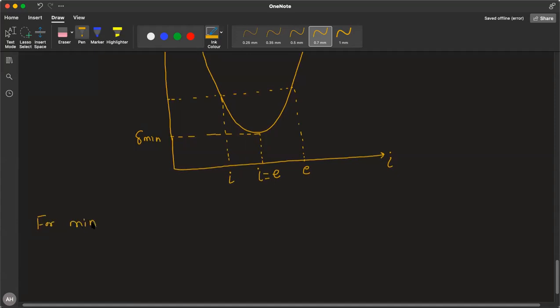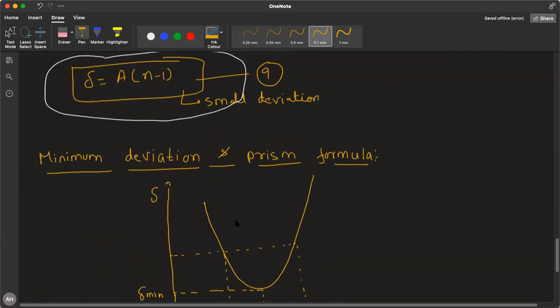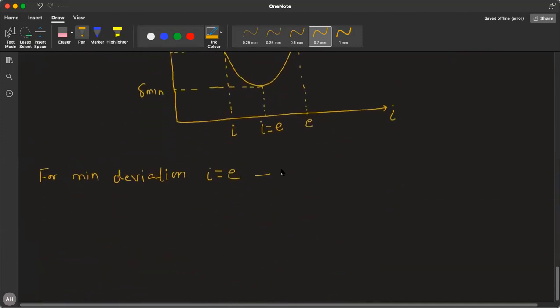For minimum deviation, I is equal to E. That's the first condition. I'll just continue the equation numbering, I call this equation number 10. See the consequences of this I and E equality. If I is equal to E, that will imply that R1 is equal to R2. That is equation number 11. If I and E are equal, that means R1 and R2 are also equal.